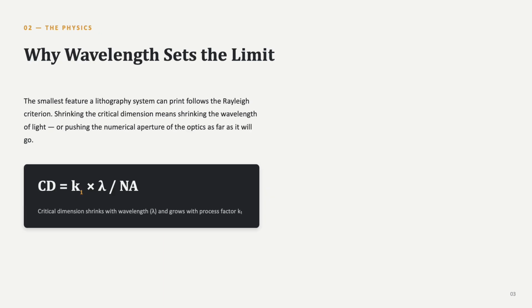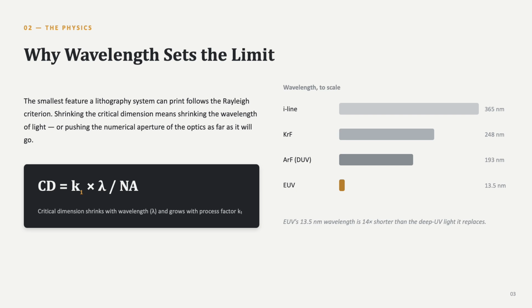Why wavelength sets the limit? The smallest feature a lithography system can print follows the Rayleigh criterion. Shrinking the critical dimension, that is the CD in the below equation, means shrinking the wavelength of light lambda or pushing the numerical aperture of optics as far as it goes. We started with I-line, which was 365 nanometer of wavelength. Now we are talking about EUV, that is 13.5 nanometer, which is 14 times shorter than DUV, which it is replacing.